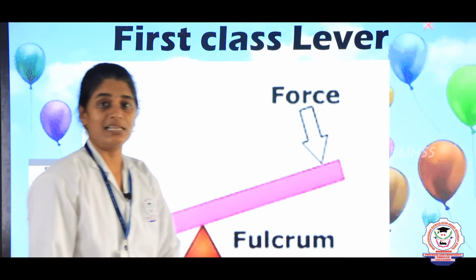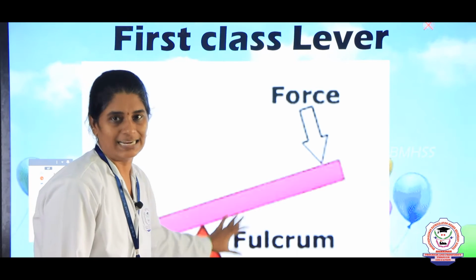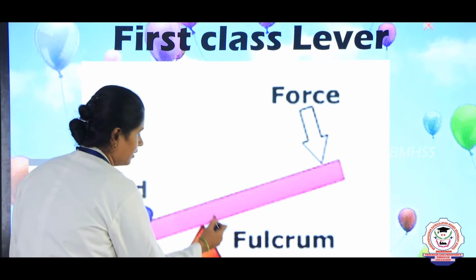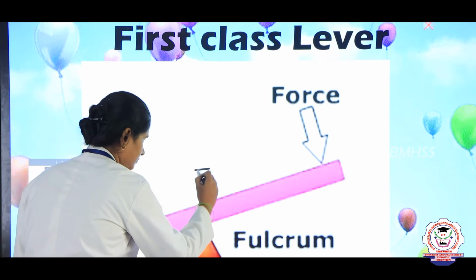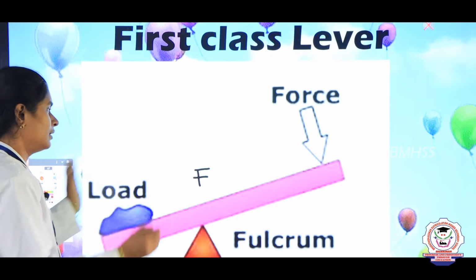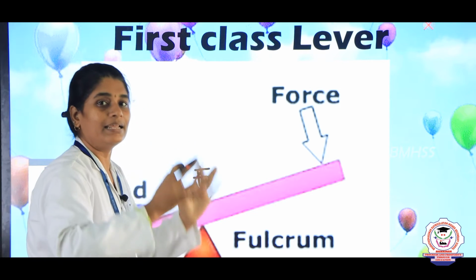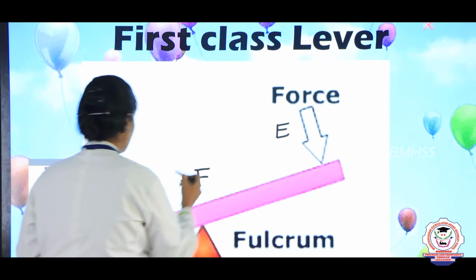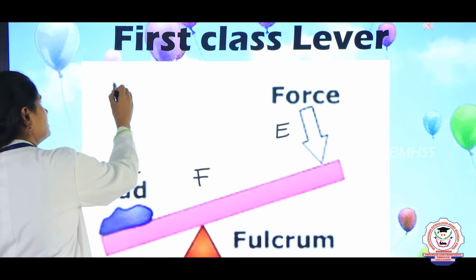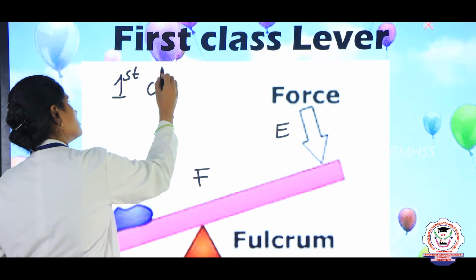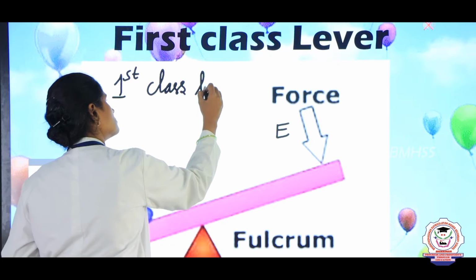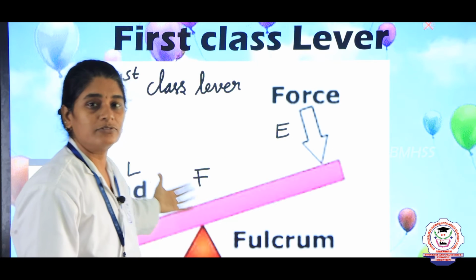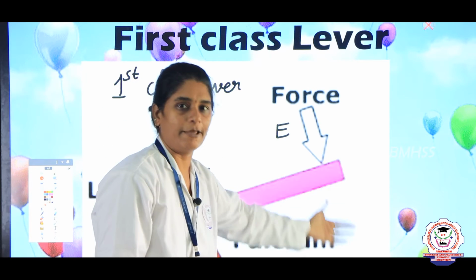In the first class lever the fulcrum will be in the center of the lever. Okay. So here you can see the fulcrum is situated in the center, right, and the fulcrum is present between the load and the effort. So here there will be an effort and here there will be load. So this is the first class lever. In the first class lever the fulcrum is between the load and the effort, right.